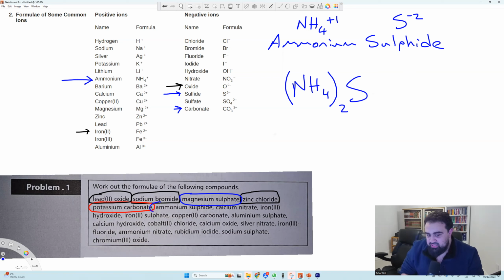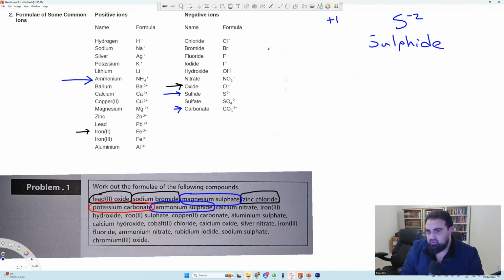Of course, Imran, I want to do one with you. Let me just do 2 more with Rachel, and I'm happy she's understood it. Then I'll do a few with you, Imran, okay? So that's ammonium sulfide.